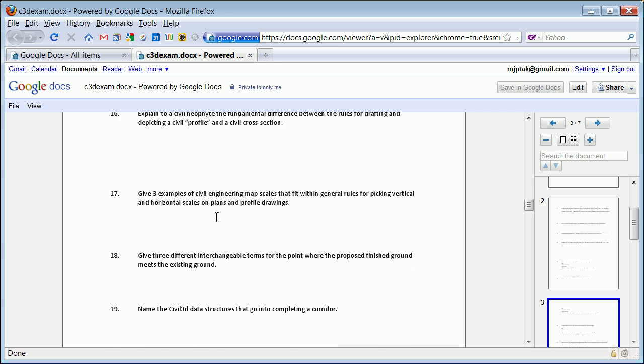Civil scales must be read on a civil engineering scale, 1 to 10, 20, 30, 40, 50, 60, all the way back up to 100. And then basically for plans and profile, 1 to 10, 1 to 1, 1 to 20, 1 to 2, 1 to 30, 1 to 3, 1 to 40, 1 to 4, 1 to 50, 1 to 5, 1 to 60, 1 to 6.